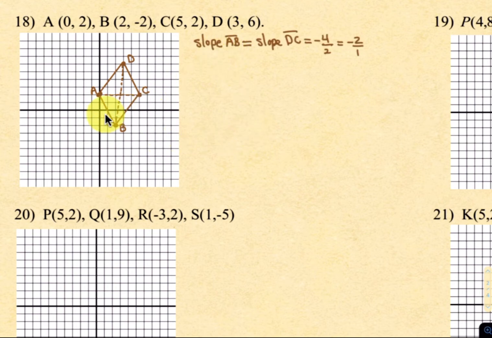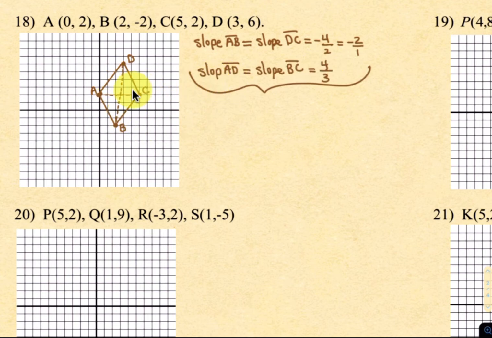So first, let's look at the slope of AB and also the slope of DC. We see that they are the same, and it's actually -4/2, which reduces to -2/1. So those two sides are parallel. Next, let's look at the slope of AD compared to the slope of BC. And we see that those two are the same, and that slope is +4/3. So those two sides are parallel. And this is enough to prove that we have a parallelogram, and this parallelogram is not a rectangle because we do not have opposite reciprocal slopes.